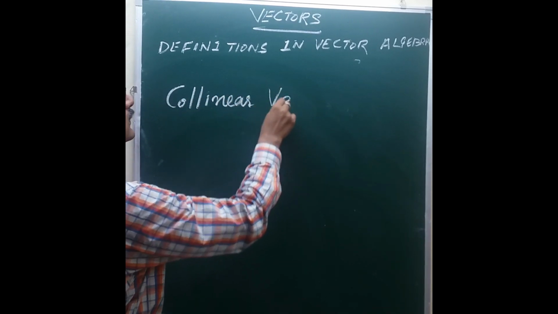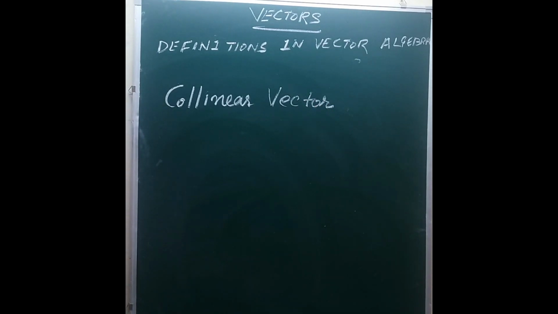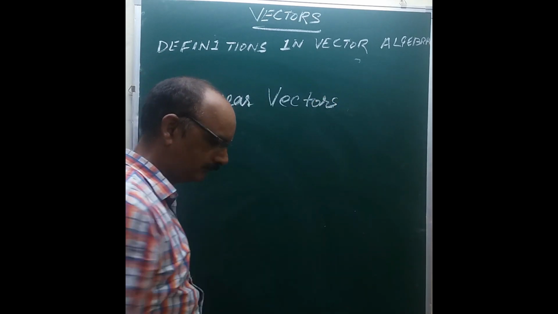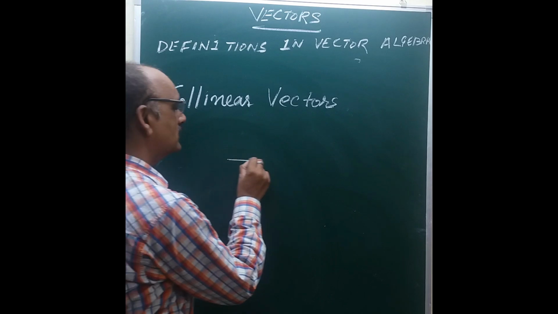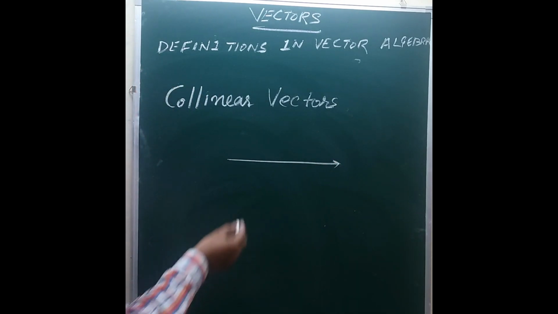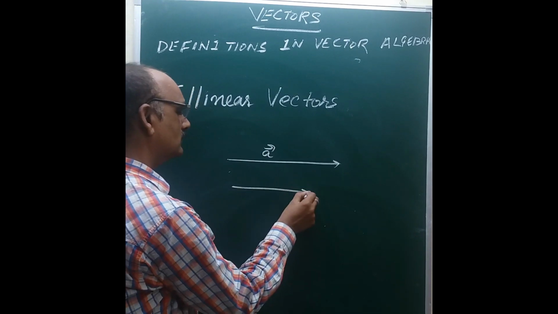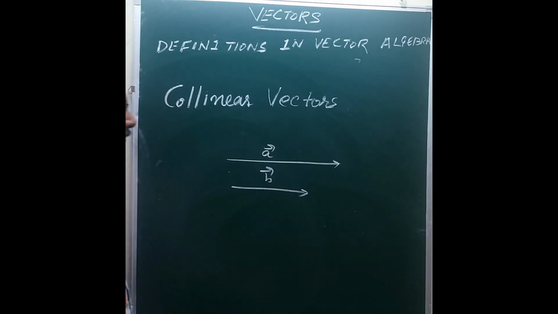Co-linear vectors. Those vectors which have the same direction but different magnitude, or maybe the same magnitude, are called collinear vectors.